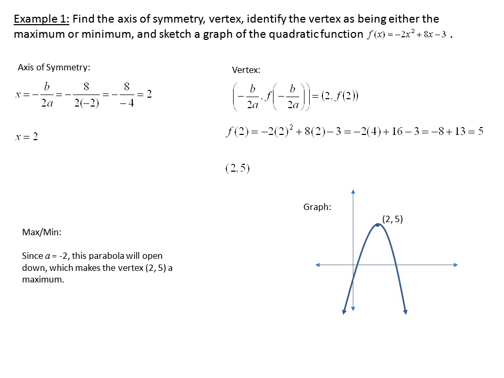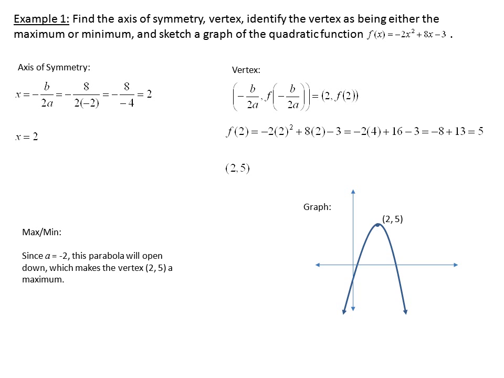For our first example, we want to find the axis of symmetry, the vertex, identify the vertex as being either the maximum or the minimum, and sketch a graph of the quadratic function f of x equals negative 2x squared plus 8x minus 3. We start off with the axis of symmetry. We know we can find it using the formula x equals negative b over 2a. In the function we were given, b is 8 and a is negative 2. So we get the negative of 8 divided by 2 times negative 2, which works out to be a value of 2.